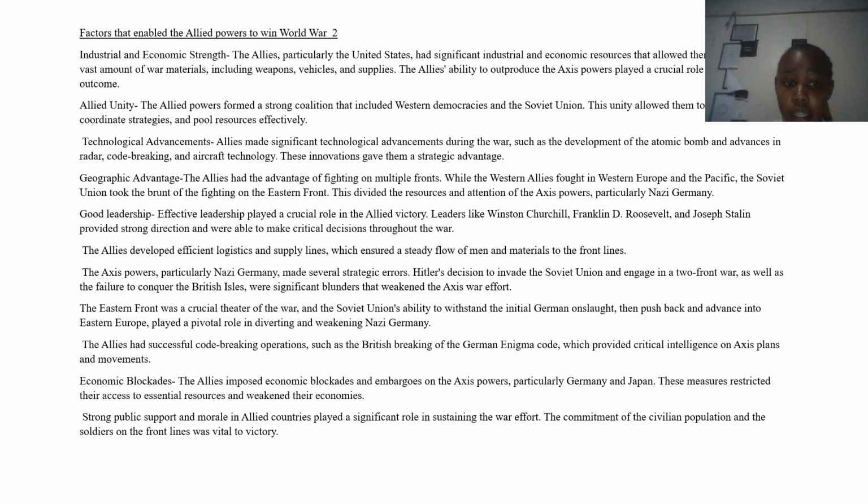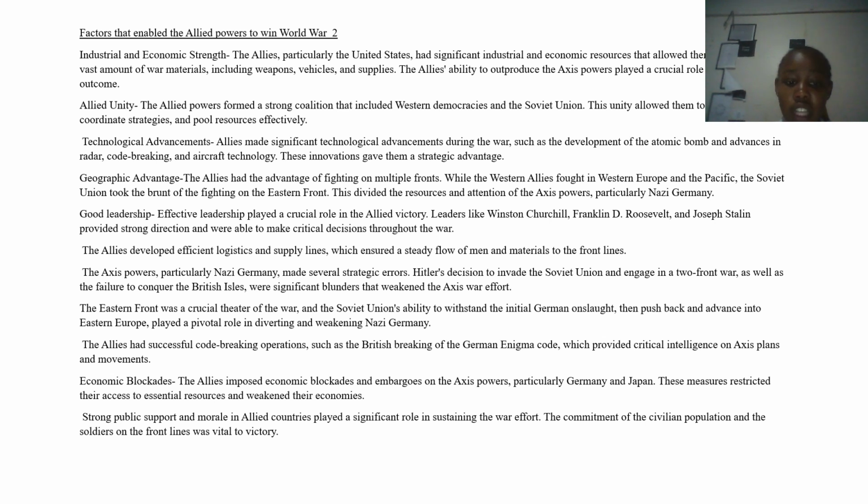These were the army now. Then the Eastern Front was a crucial theater of war, and the Soviet ability to withstand the initial German onslaught, the pushback and advance into Eastern Europe played a pivotal role in weakening Nazi Germany.